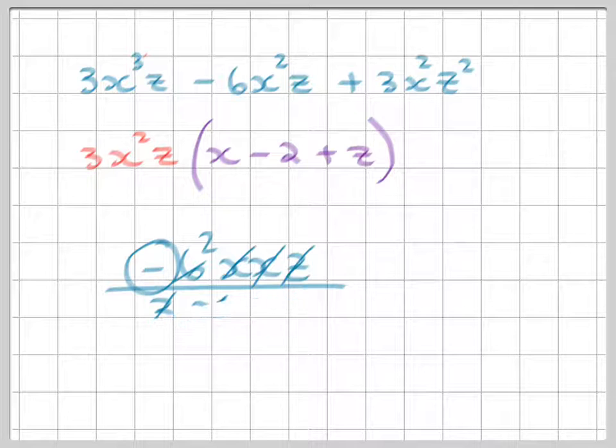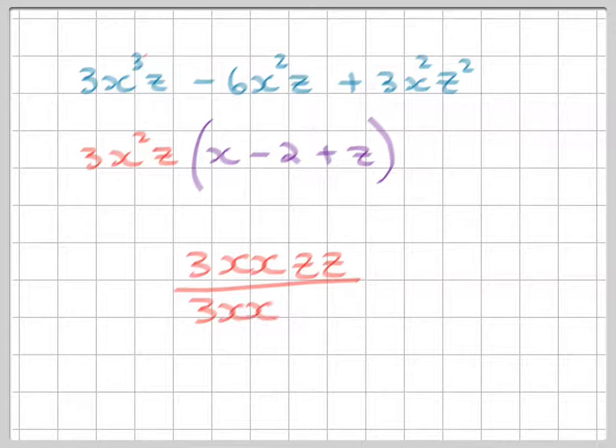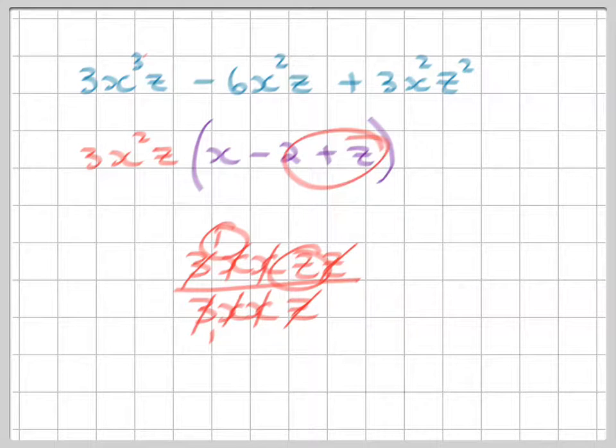Quick rub out here. Okay, now the last one, let's have a look at that. How did we get plus z here? So we're going to take that divided by that. 3xxzz divided by 3xx and 1z. 1z will cancel 1z out, x and x, x and x, and 3 will go into itself once and into that once. So it's basically 1z that we have left, which can just be written as z.